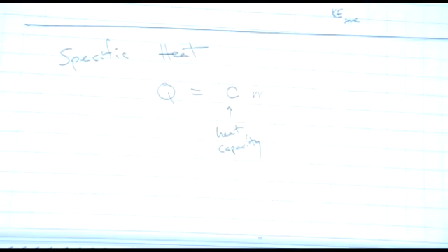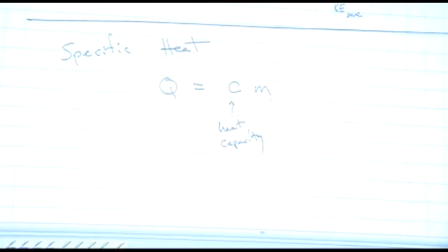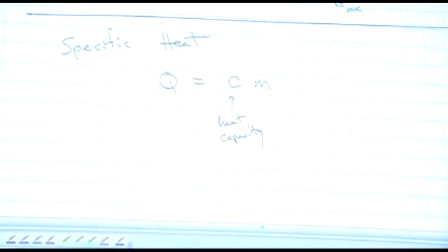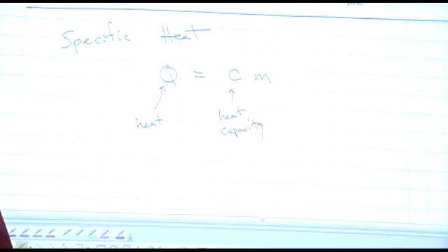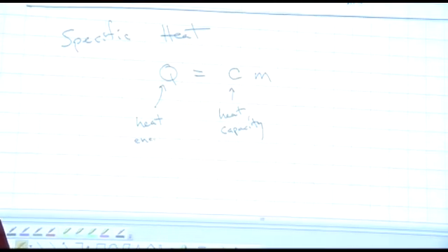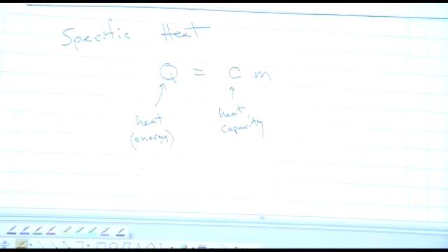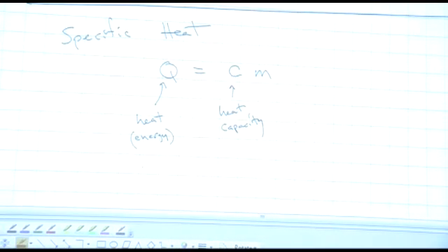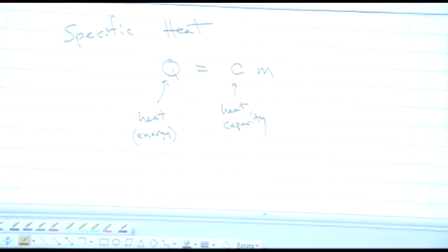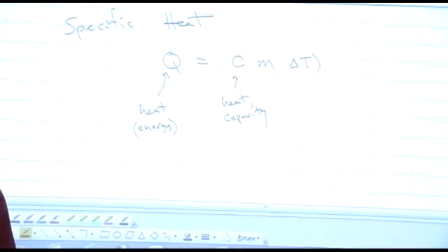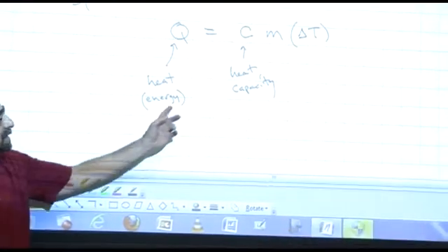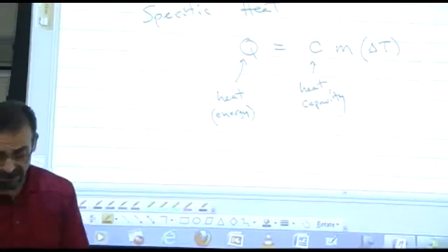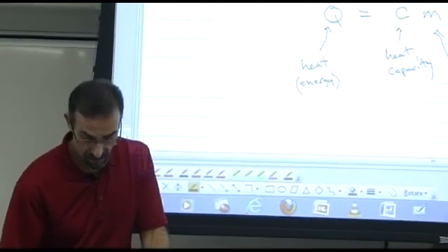If we just have a little bit of water, we can put in a little bit of energy and change its temperature. If we have a lot of water, we have to put in a lot of energy. This is heat. Energy, right? And the last thing it depends on is how much we want to change the temperature. If we want to change the temperature a lot, we've got to put a lot of heat in. So that's mass, and temperature change.